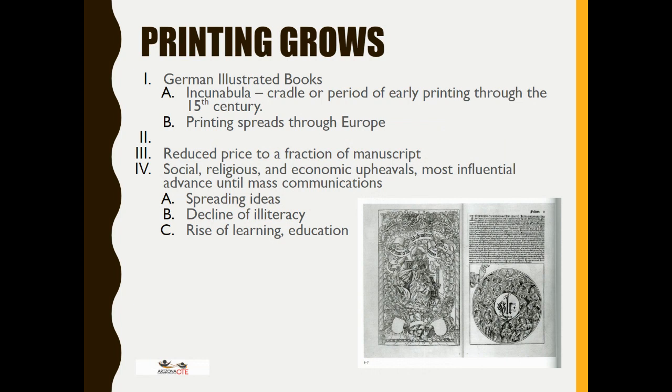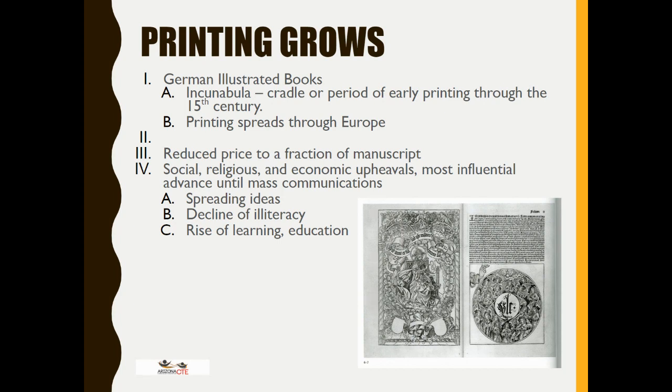Now printing continues to grow. So there's German illustrated books, the cradle period of early printing throughout the 15th century. Printing spread through Europe. They reduced the price to a fraction of a manuscript. So remember, we talked about a manuscript costing the price of a field. Well, now because you're printing and I can make multiple copies, it doesn't cost as much anymore. So what happens to that?